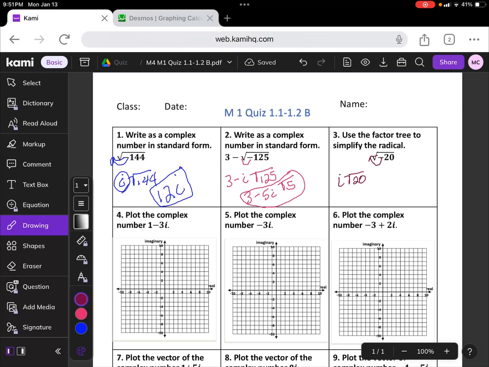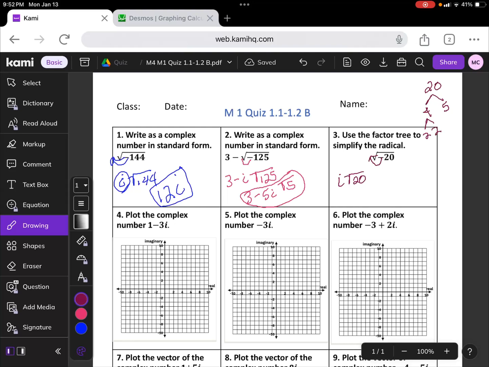Now you can do 20 on the factor tree. You could do 4 and 5. You can do 2 and 10. It doesn't matter as long as you can go ahead and break down the other side. So let's go ahead and do 4 and 5 first. I'll show you that one first. And then the 5 is a prime number. We can't break it down anymore, but the 4 we can. We can say 2 times 2.